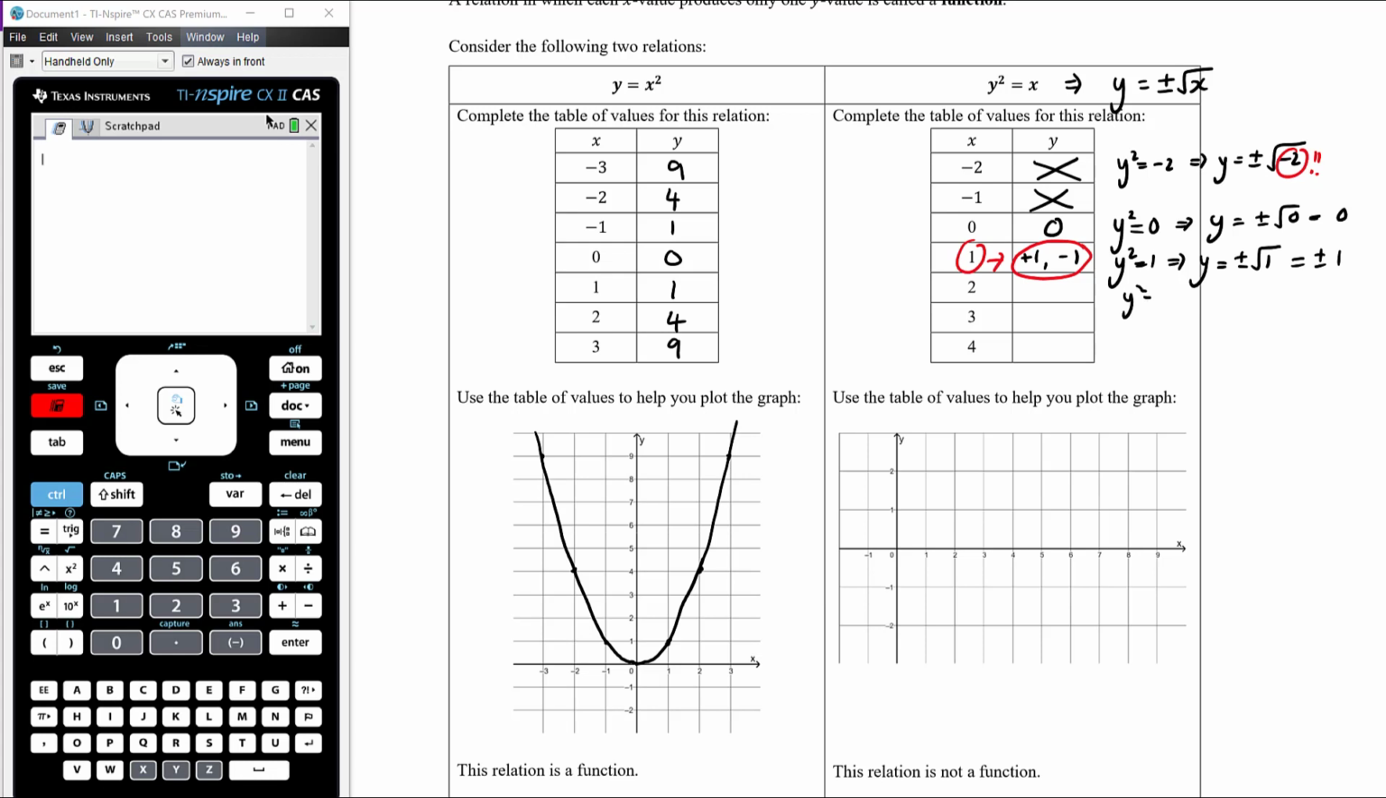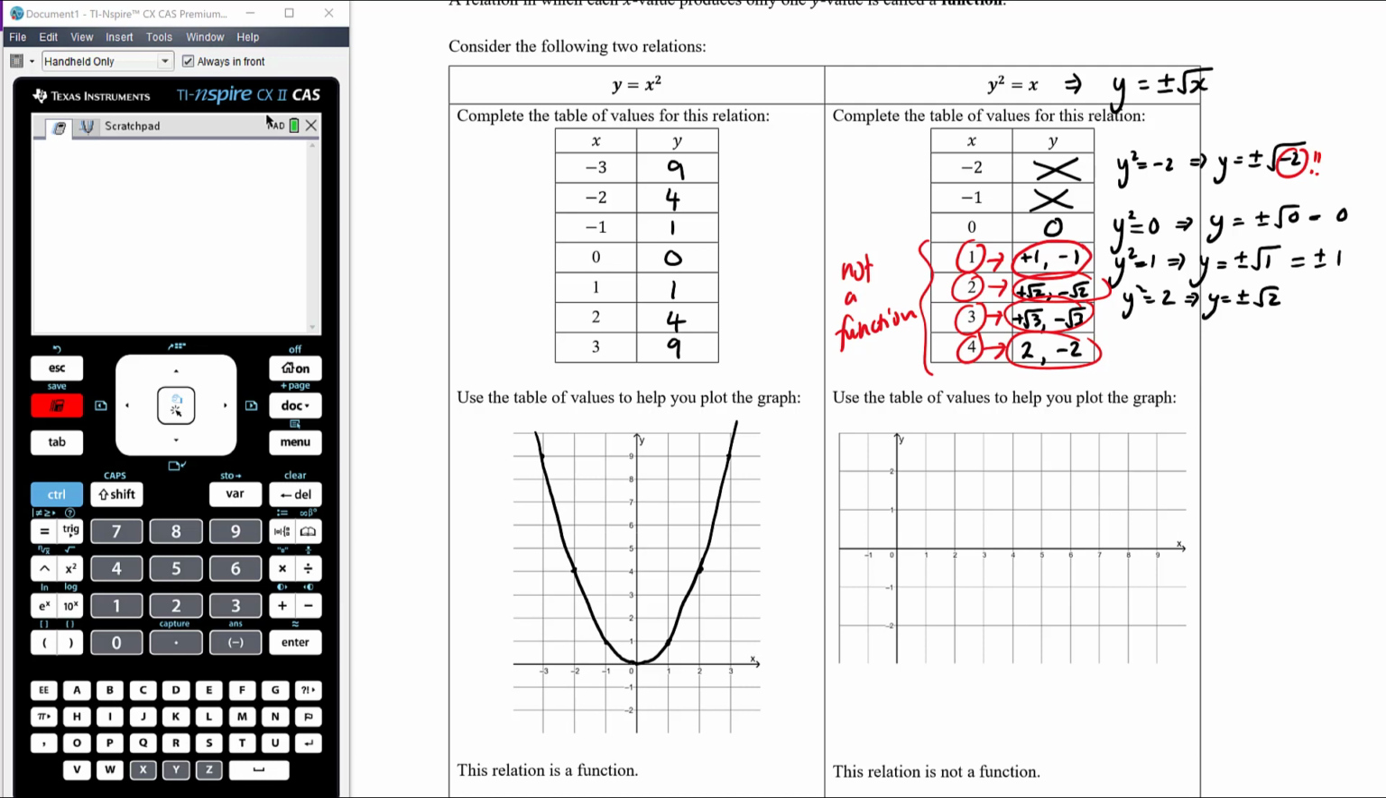So if y squared is equal to 2, that means that y is plus or minus root 2, positive root 2 or negative root 2. If x is equal to 3, y is going to be positive root 3 or negative root 3. If x is equal to 4, y will be positive root 4, which is 2, or negative root 4, which is negative 2. So two possible y values. So we've got problems here. So not a function.